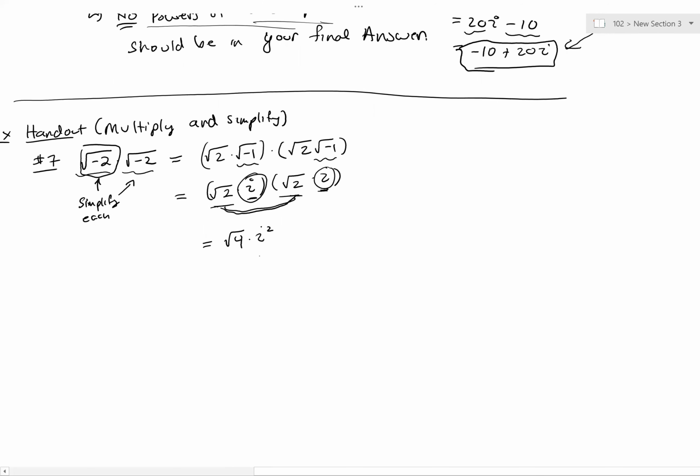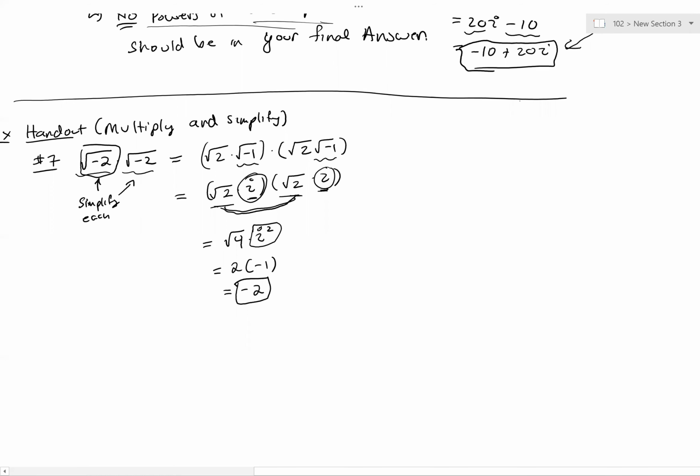Since we cannot have powers of i that are larger than 1, we have to use the fact that i squared is -1. So I'm going to replace this i squared with a -1 and also reduce that square root of 4. Then from here, 2 times -1 is -2. This is in a plus bi form, just because there's no i's. It's just a real number that we got back, which is fine. So that would be the answer.